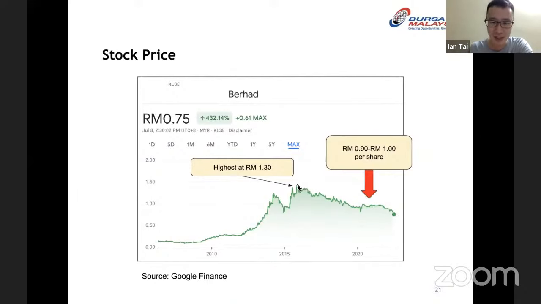But the thing is, can you see that, assuming you're here, and it seems that the price has stabilized over here, the highest stock price is at $1.30? The highest for this stock is $1.30. It goes down to 90 cents to 1 ringgit over here. So imagine you're here. How many of you think it is possible for some people to think that this stock is selling at a discount?